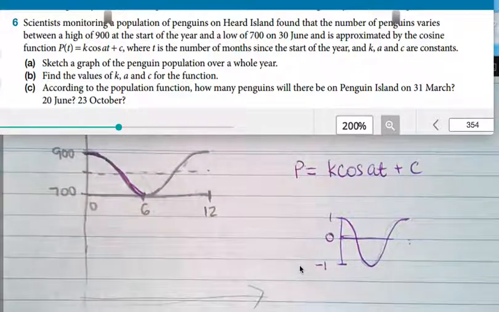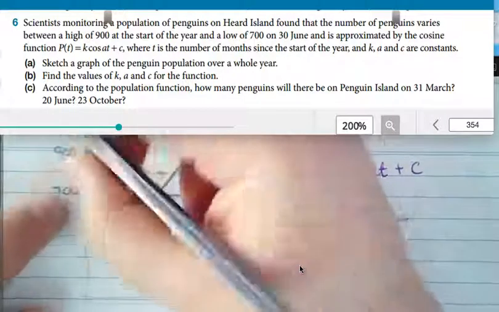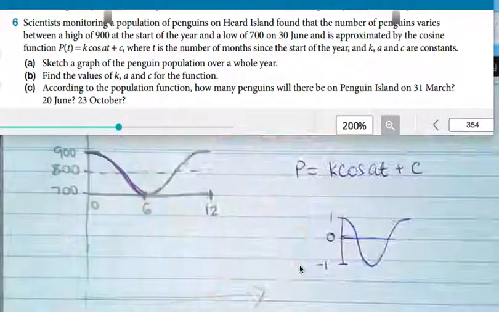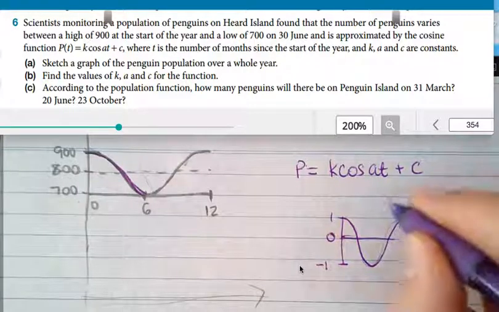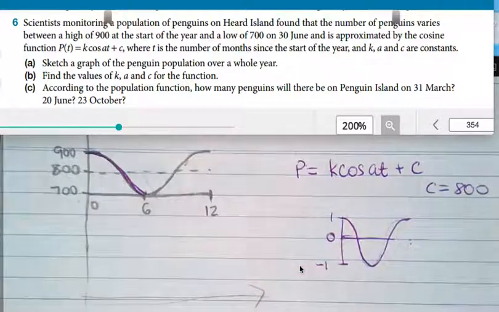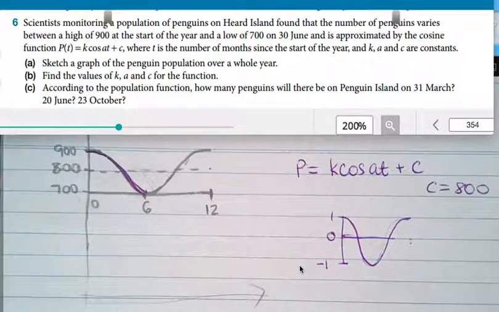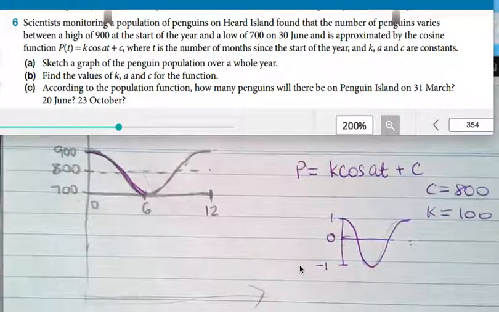So if I've got 900 and 700's the bottom, what's the middle? 800. So what's C? C is 800. Guys, what's the amplitude of your curve? 100. Good. So you've already worked out K. So, guys, C is easy. K is easy. It's the amplitude.